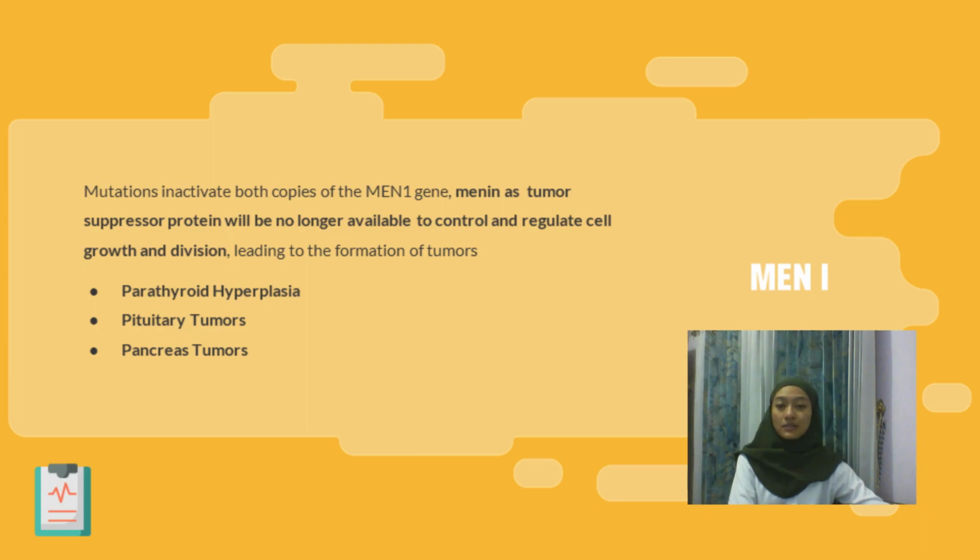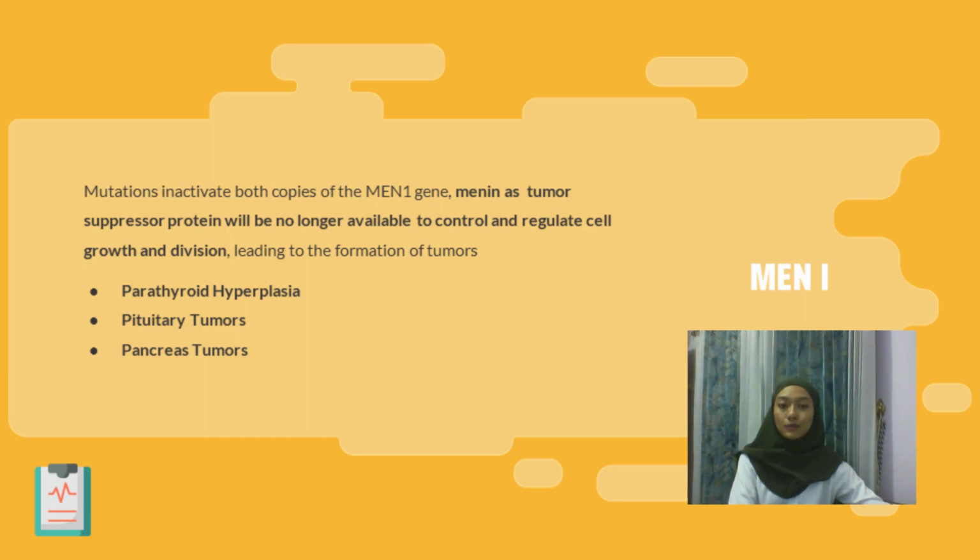Primary hyperparathyroidism is the most common manifestation. Hyperparathyroidism in MEN1 is different from non-MEN1, such as earlier age at onset, involvement of multiple parathyroid glands, and high recurrence rate of hypercalcemia after parathyroidectomy.